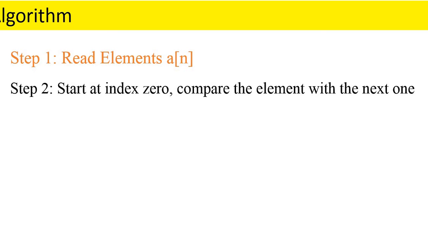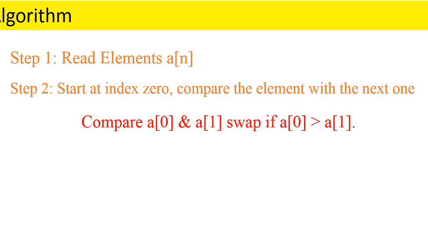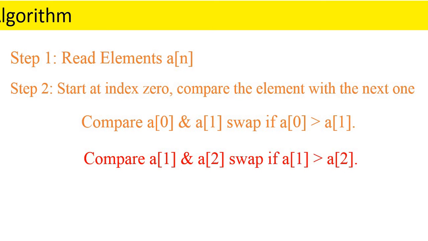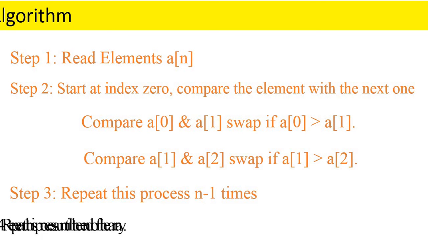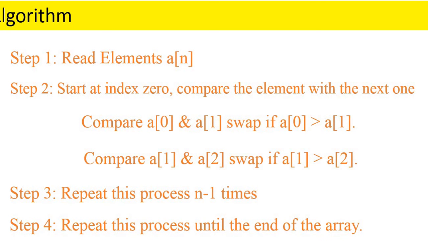Then step 2, start at index 0. From the 0th element, compare the element with the next one. Compare a of 0 with a of 1, the 0th element with the first, and swap only if a of 0 is greater, exchange those two. Similarly you'll compare a of 1 with a of 2 and swap if a of 1 is greater than a of 2. Repeat this process n minus 1 times. Again you will repeat this process till all elements are sorted properly.